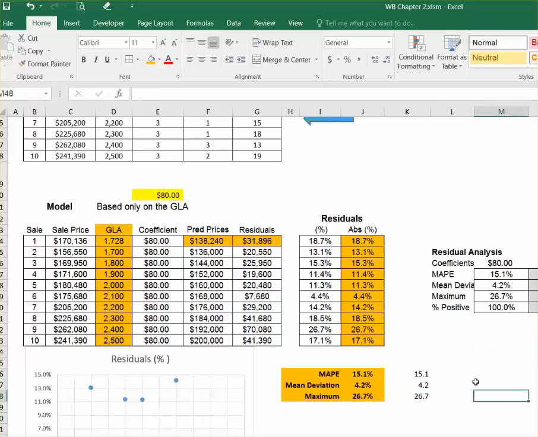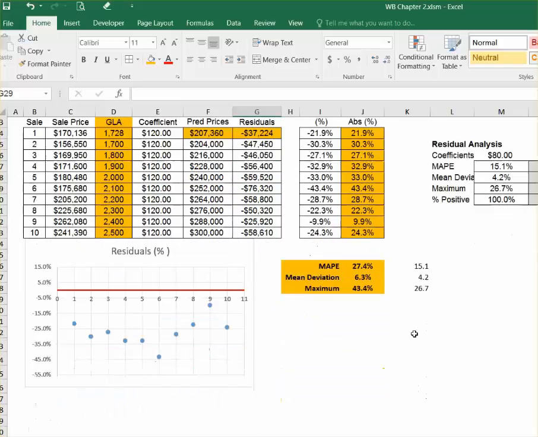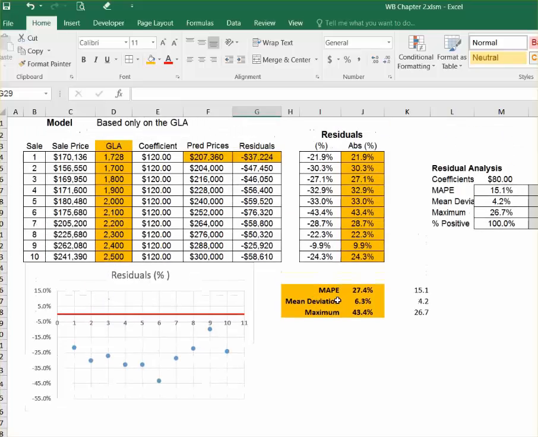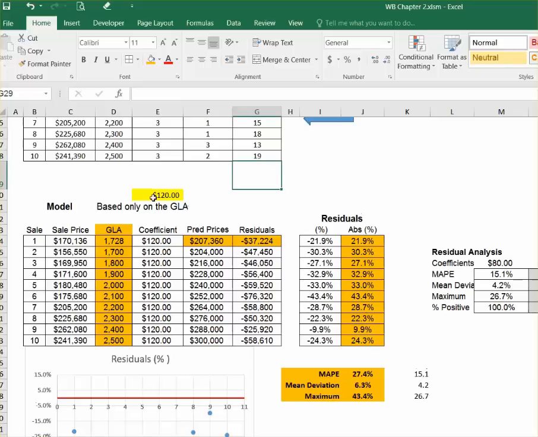Now, let's try something else. For example, let's try 120 and see what happens. So when I put in 120, now this is the beauty of a spreadsheet if you're not used to it. It just changed everything, even all the way down to our residual chart, which we didn't talk about. We'll talk about it on this round. It changed everything on the fly for me. So I can try these over and over again and see what I get.